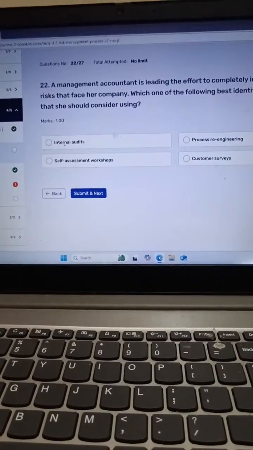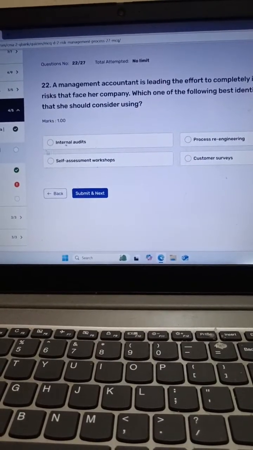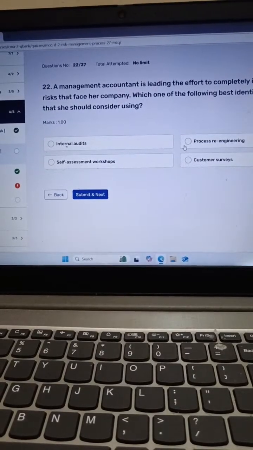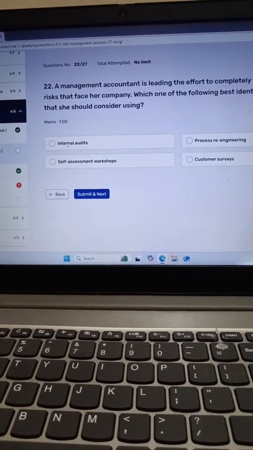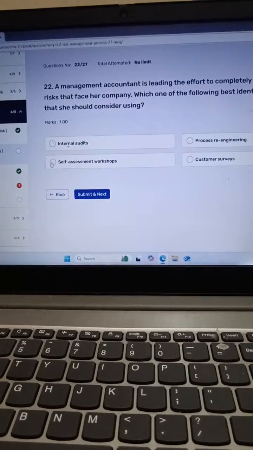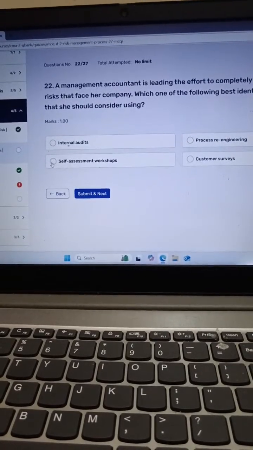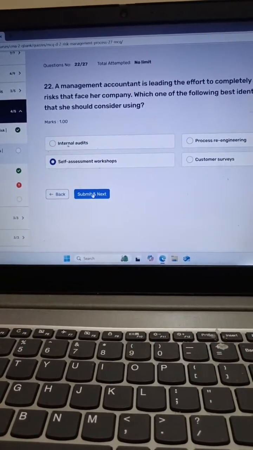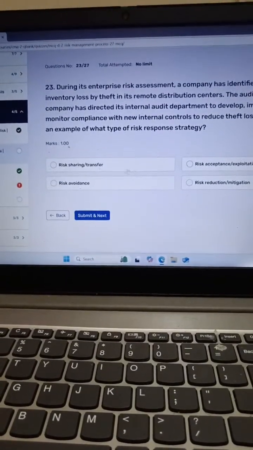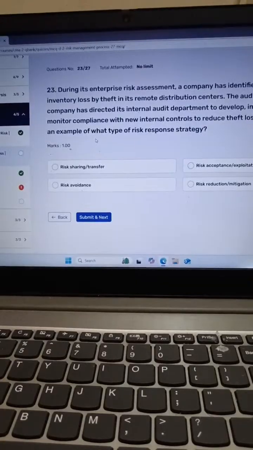Which is the best option? Internal audit, process reengineering, self assessment workshop. I, because we are in the process of identifying the risks, then we need a selection workshop. That needs to be the right answer.